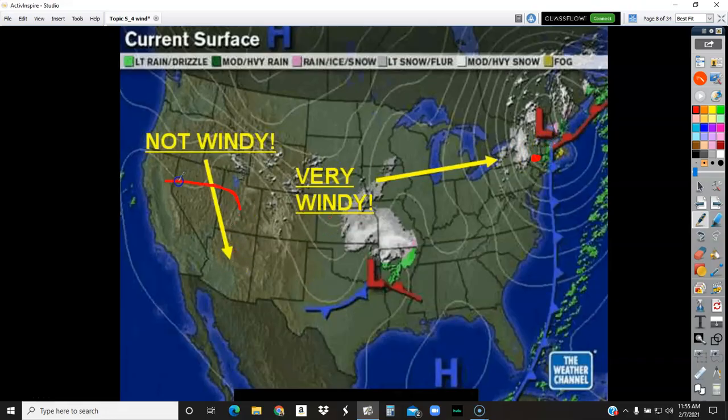Notice over here in the southwest part of the United States, California, Arizona, a place like that, you don't see any packed together isobars. So on this particular map, right, if you looked at it right away and quickly said, hey, where is it windy in the United States today? Oh, it's windy over the Midwest and the Northeast, New York. Is there a lot of wind out here out west? No. How do you know? Well, the lines aren't close together, the isobars. So that's a quick way of analyzing a weather map for wind.